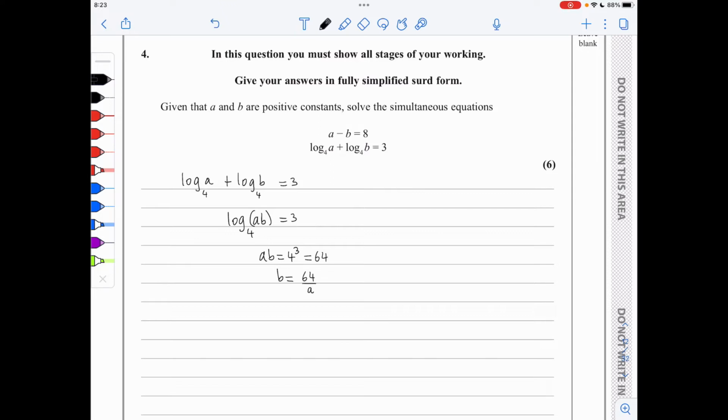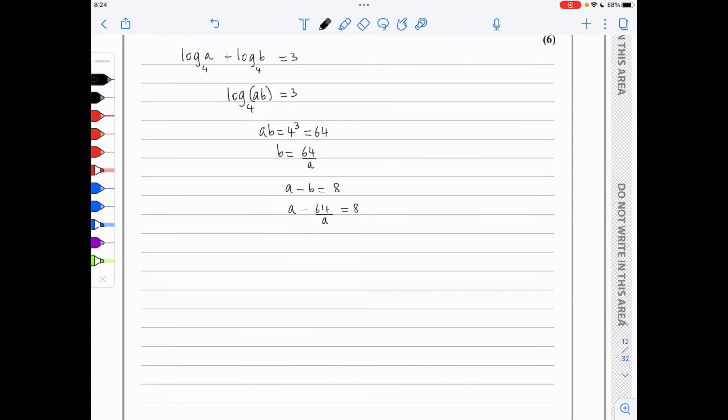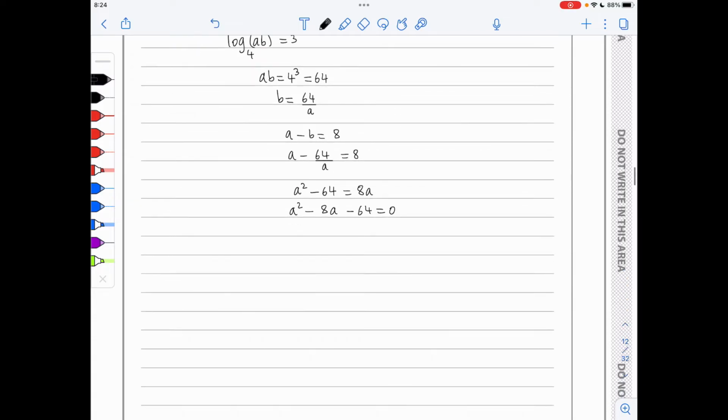We can now substitute B = 64 over A into A minus B is equal to 8. And we get A minus 64 over A is equal to 8. I will multiply throughout by A to get A squared minus 64 is 8A. And therefore A squared minus 8A minus 64 is 0. I will be using the quadratic formula here. So A is minus (-8) plus or minus the square root of (-8) squared minus 4 times 1 times (-64), all over 2 times 1.